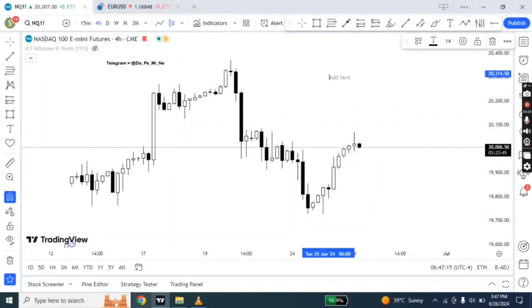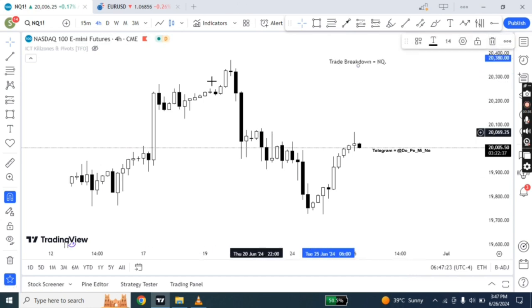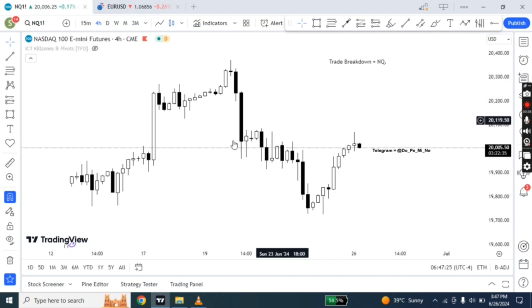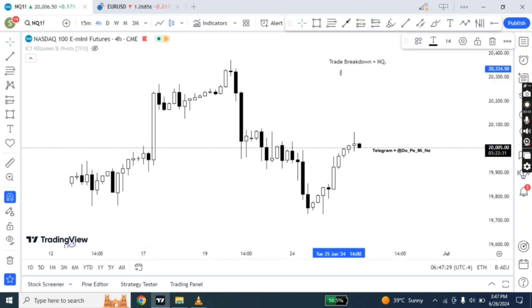Right. Hello everyone. Welcome to the second trade breakdown of CPI. Now this breakdown is going to be on the Nasdaq. Right. Some of you suggested that I should also break down some trades on indices. So here it is. Now this trade was specifically based around the 9am model.